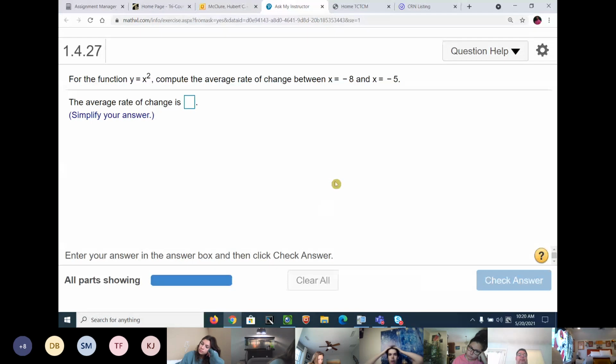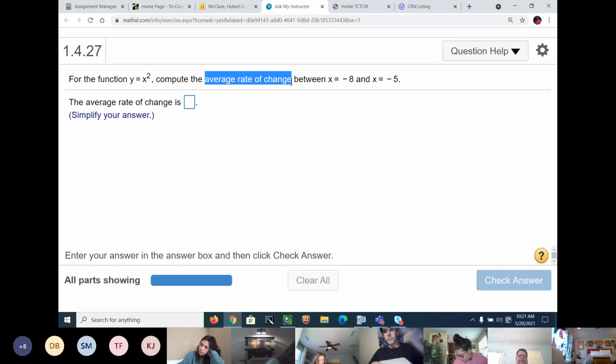Okay, the function, blah, blah, blah, compute the average rate of change. What is average? What's another word, some of you science people, for that right there? Anybody want to take a stab at it? Slope. Good job. I heard somebody murmur slope. Average rate of change is another word for slope.